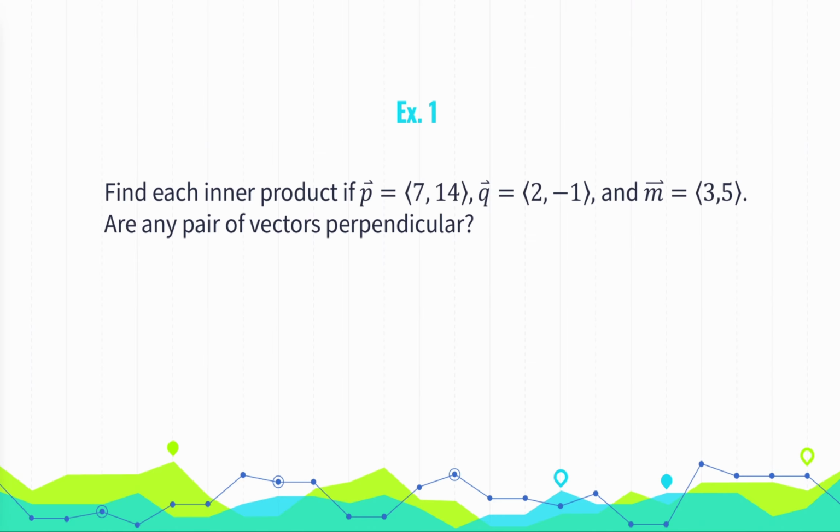Right? So, find each inner product. If vector p is 7, 14, q is 2, -1, and m is 3, 5, are any pair of vectors perpendicular? So, p dot q, you multiply the x coordinates together, 7 times 2, and you multiply the y coordinates together, 14 times -1, and then you add them up. So that's 14 plus -14, which is 0. P and Q are perpendicular.